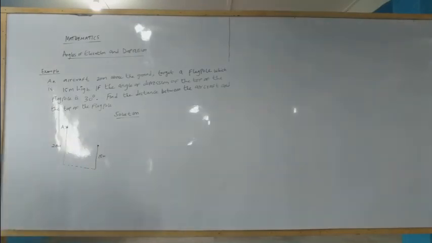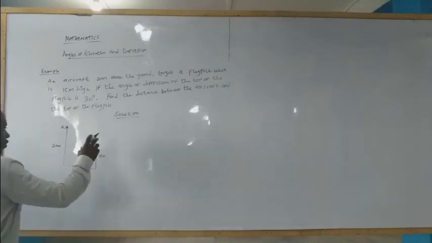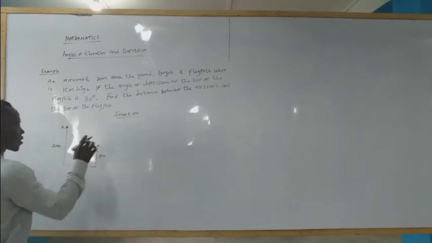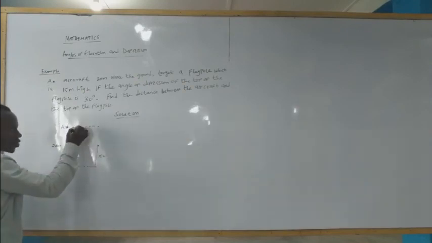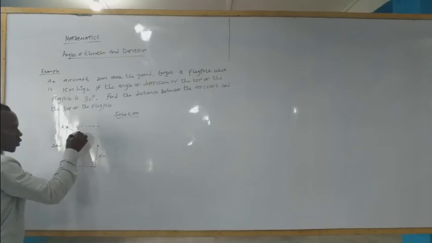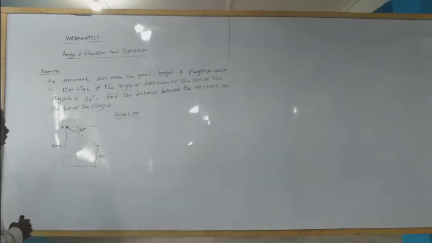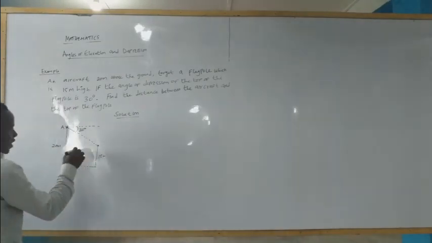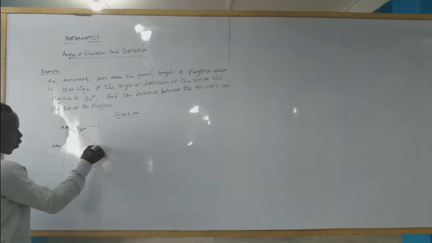If the angle of depression of the top of the flagpole is 30 degrees, this is the top of the flagpole. So the angle of depression is between the eye level and the line of sight to the top of the flagpole. The angle is 30 degrees. We find the distance between the aircraft and the top of the flagpole. This is the top, so the distance we are required to find is the line here.